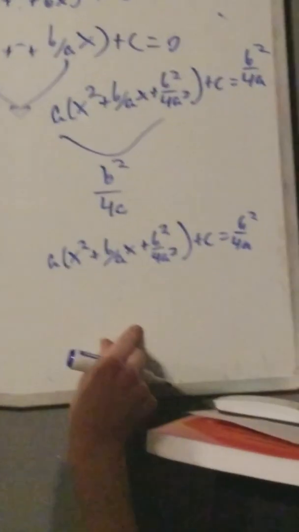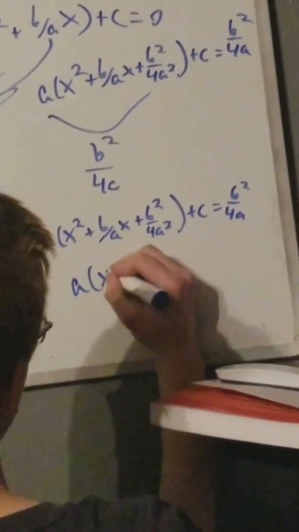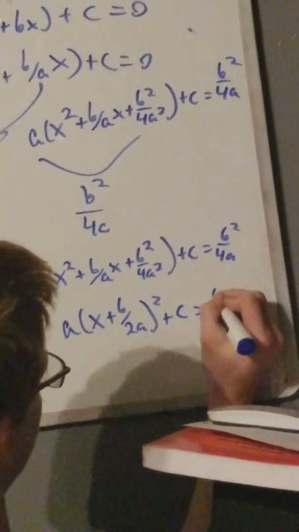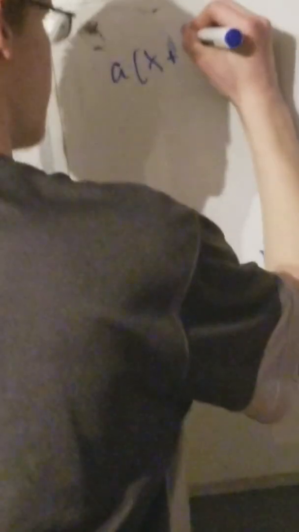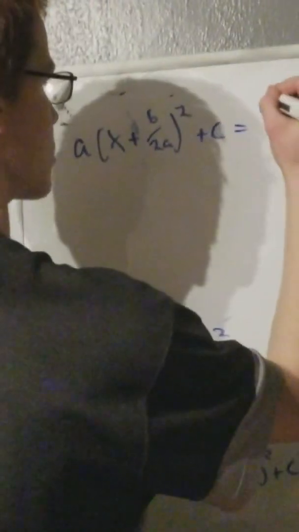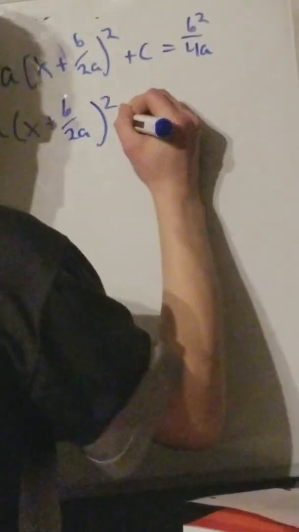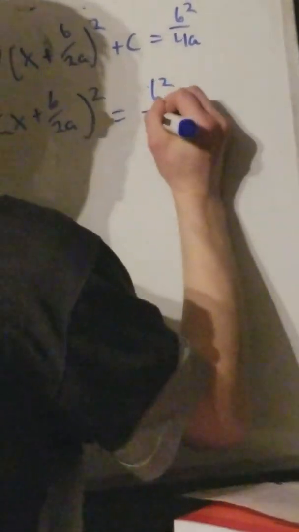So because of this, we can now simplify it to a times x plus b over 2a squared plus c over b squared over 4a. Okay? Oh, a, x, no squared. Why was I doing that? Okay. Plus b over 2a entirely squared plus c minus b squared over 4a. Erase all this. Minus the c. x plus b over 2a squared equals b squared minus 4a.